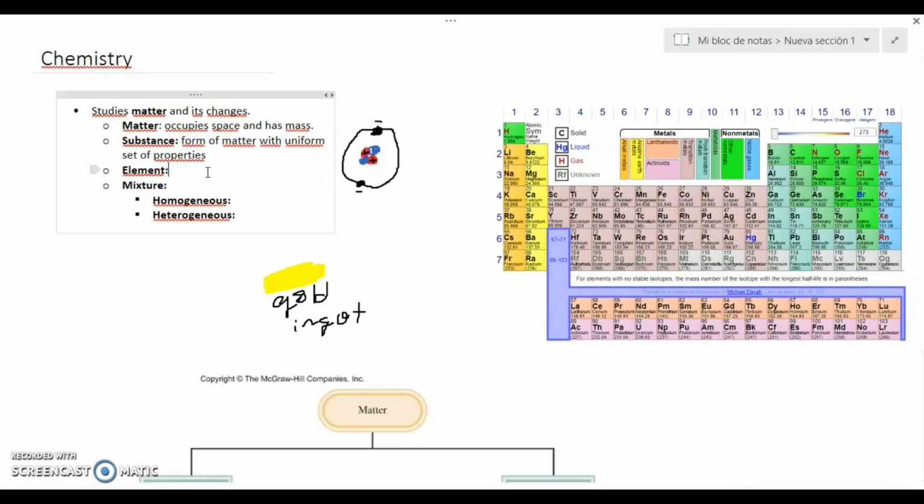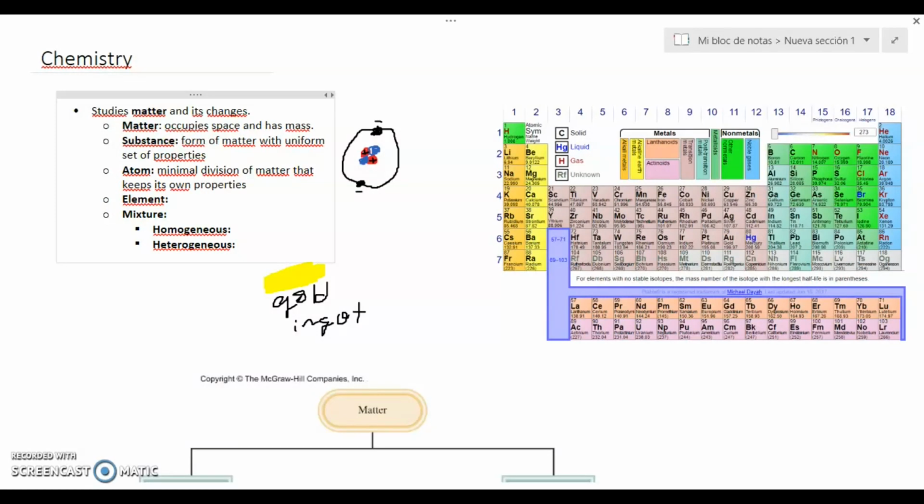So, what is an element? Before defining what an element is, we need to know what an atom is. An atom is the minimal division of matter. So that's the tiniest division of matter that keeps its own unique properties. It's a minimal division of matter that keeps its own properties.